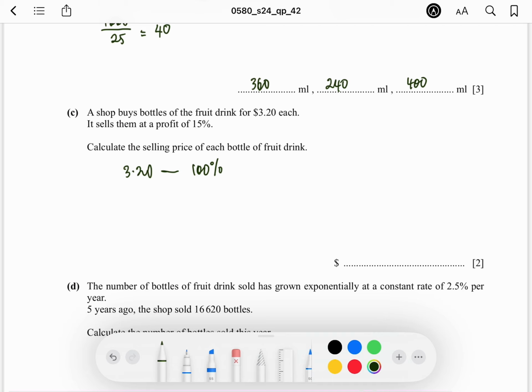And then? So you find 15%. Okay. Can. So 15% means 1.15 times and gives me what?